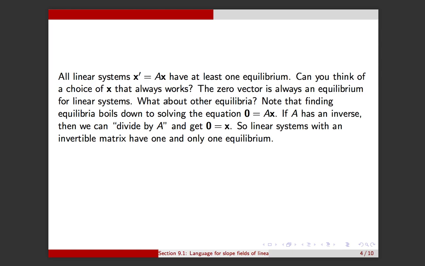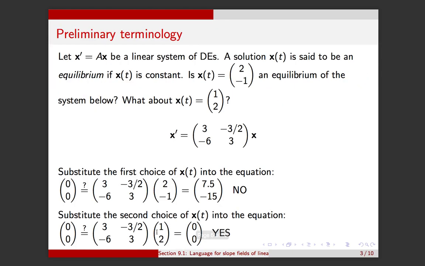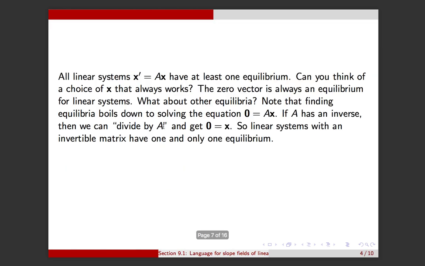Are there other equilibria? Well, sometimes, like in this system here, there was another equilibrium, at least one other, this 1, 2 guy. So it sort of depends. Note, though, that finding an equilibrium boils down to solving this equation. Why? Because the derivative of a constant is 0. And once again, this should look familiar from Chapter 2. In Chapter 2, this is how we found equilibria. We set the derivative equal to 0 and we solved.